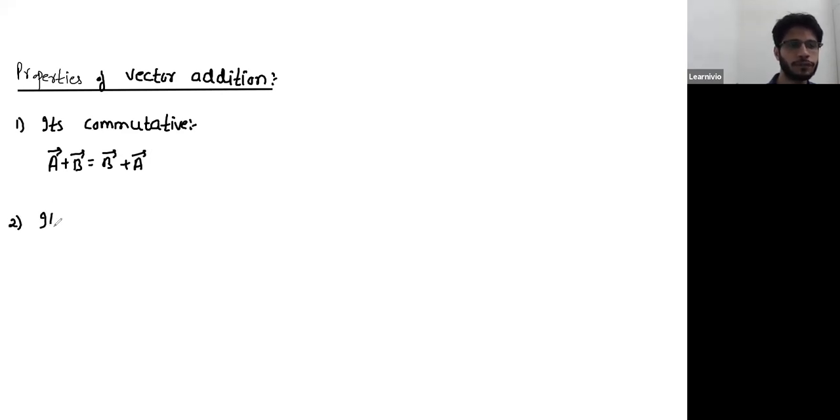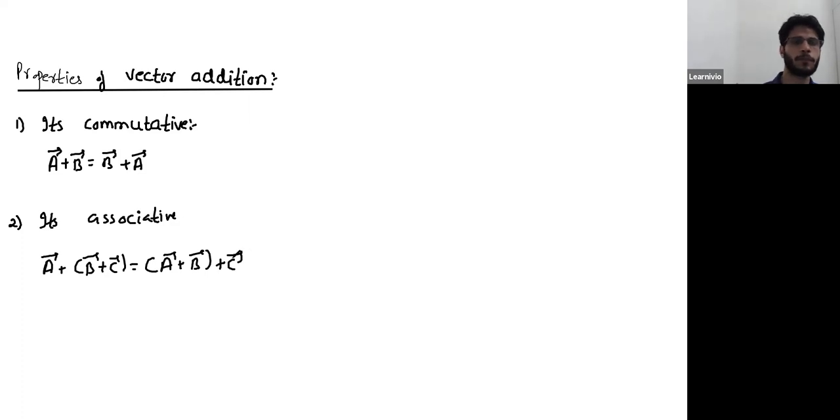It's associative. Which means if I add vector A to the sum of vector B and vector C, or if I add vector A and vector B first, and then add vector C to it, it's the same thing. First, it commutes. Second, it's associative. After the associative property, the third property is the existence of a zero or null vector.